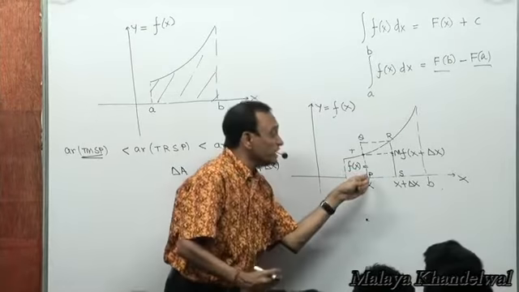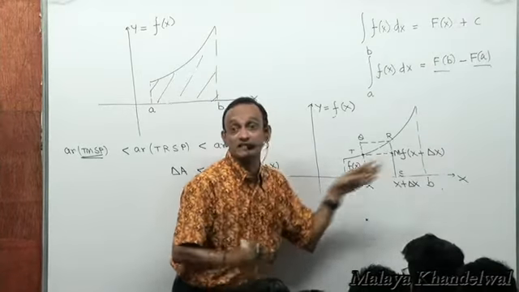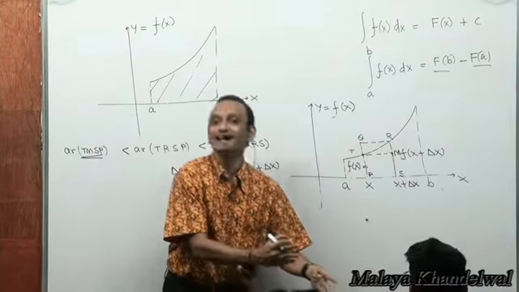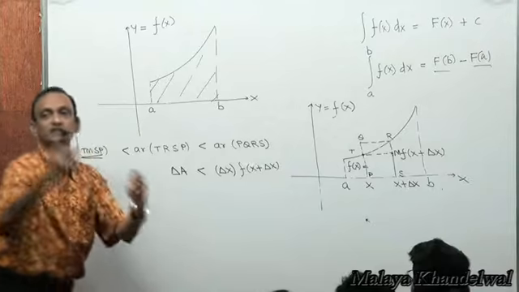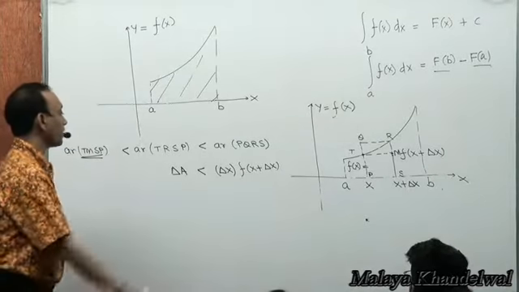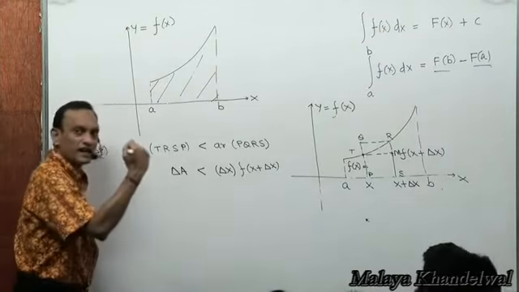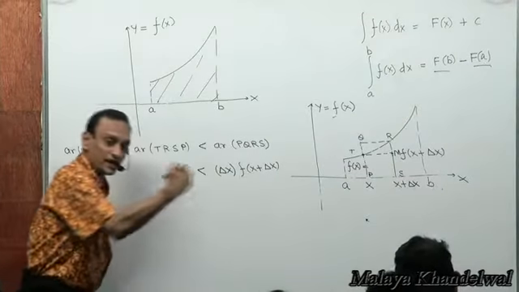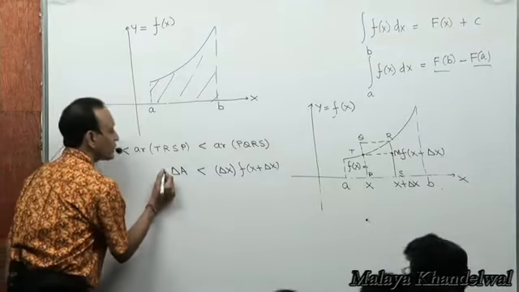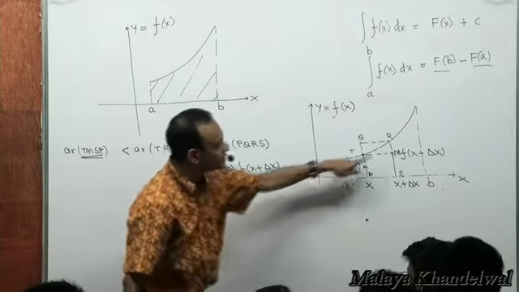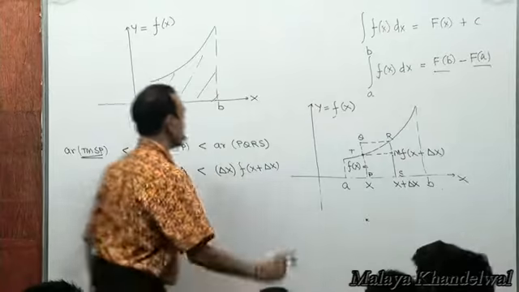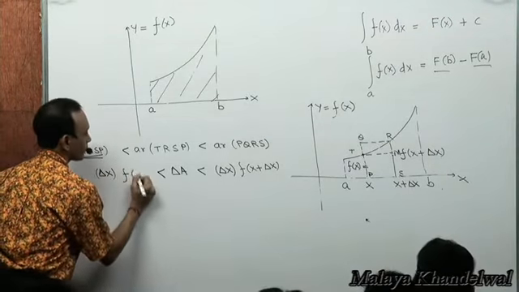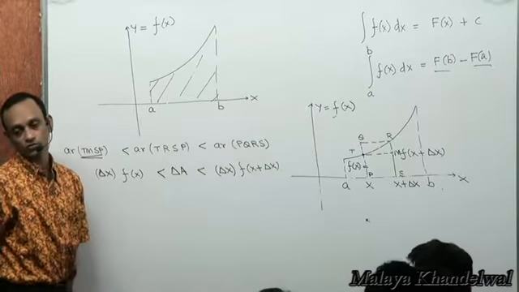Delta A is the additional area under the curve from x to x plus delta x. That's the change in area. Delta means change, A is the area. A is the area under the curve up to x, and delta A is the change in area from x to x plus delta x. Now, TMSP is delta x into f(x), right? Yes or no?